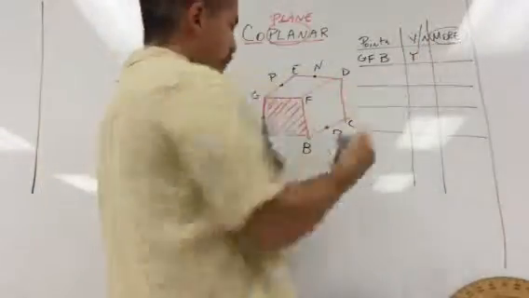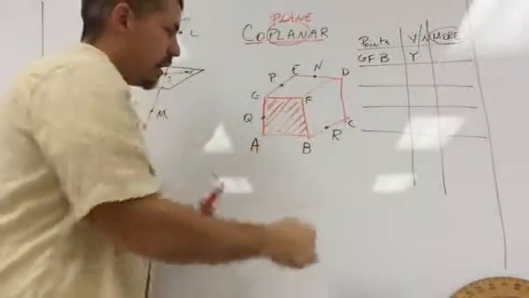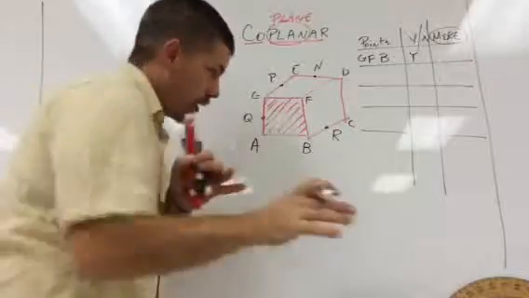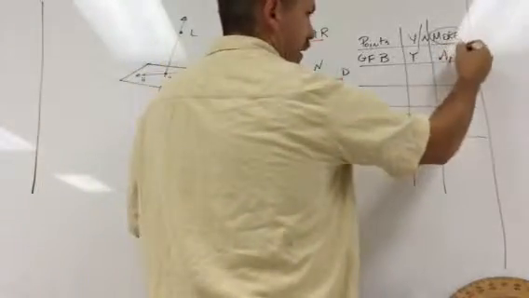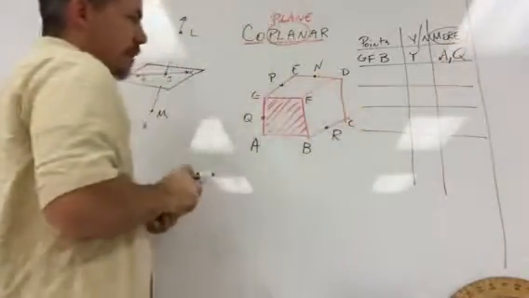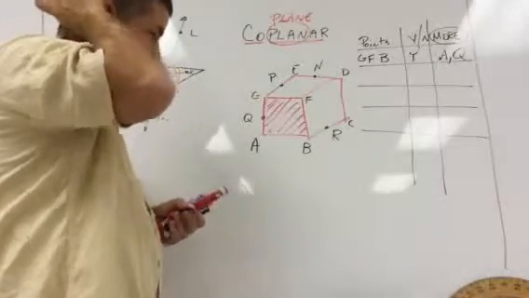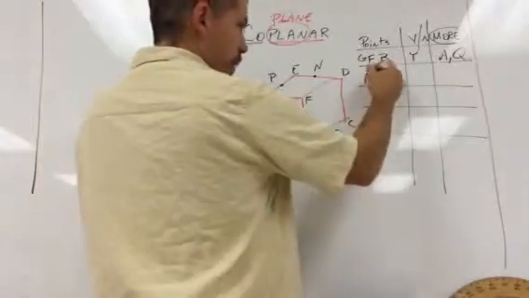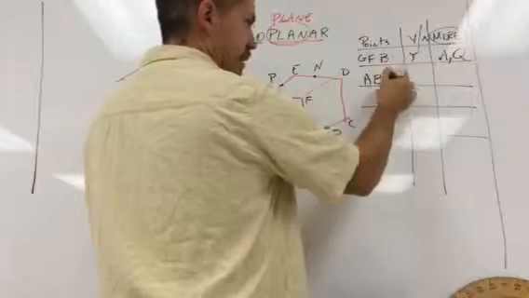And what are some more points that would be on G, F, and B? I'm going to wait on it. That's right. You've got A and you've got Q, okay? But a little bit more complicated one might be, what about A, B, and D?